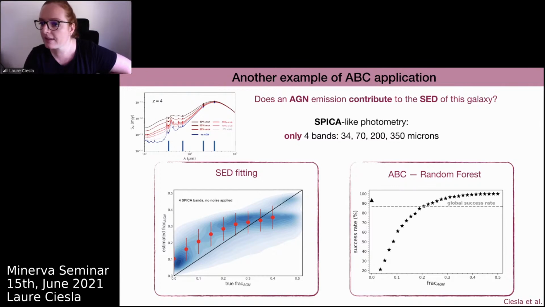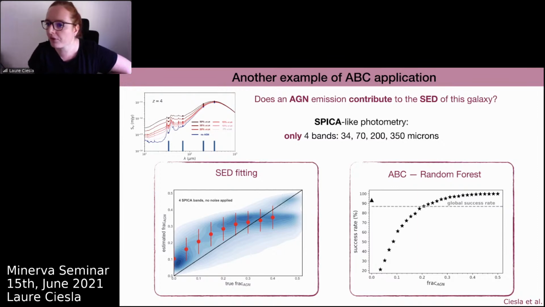So only this provides you very good results compared to traditional SED fitting. And then you see with the stars, the increase of success rate. Of course, when you have a very high fraction of 50% of the contribution of the AGN to the total infrared luminosity, it's very easy to pinpoint it, and you're close to 100% success rate. And the lower the fraction, the lower the success rate. But here we have something that is very efficient compared to SED fitting.